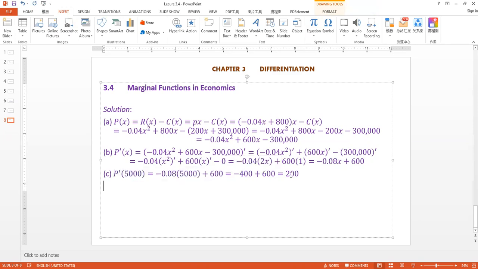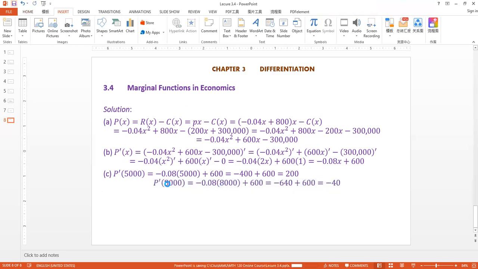And then we need to do the marginal profit function at 8,000. So x equal to 8,000. So we just plug in 8,000 for x instead of 5,000. Okay, so again, just plug in numbers and figure out the answer. So negative 0.08 times 8,000. I think that's negative 640, if I'm right. That's right. So then you add 600. So that's equal to negative 40, isn't it? So that's the answer for P prime of 8,000.